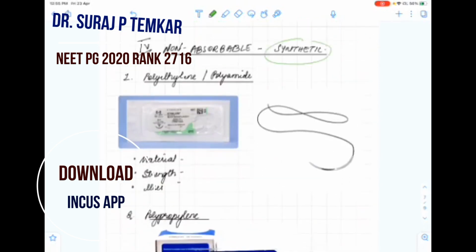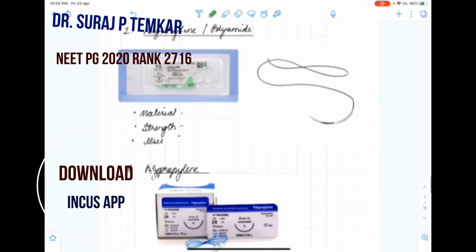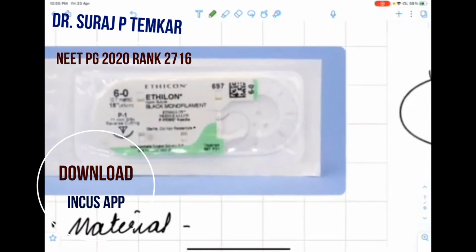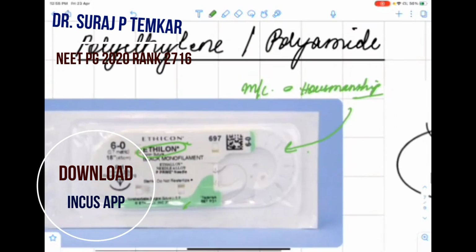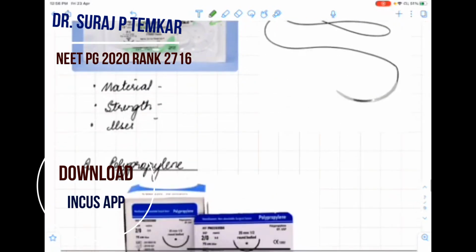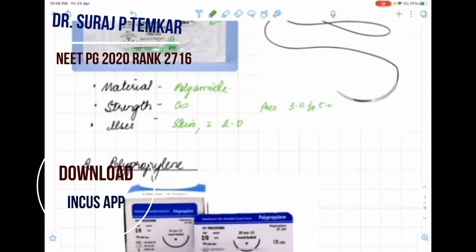Coming to synthetic non-absorbable suture materials, polyamide is green in color, most commonly used when you come to housemanship. It's more commonly known as ethilon, even though it's actually polyamide. Strength is infinite, and it is used for skin, most common size used is 2-0, whereas for face it can range from 3-0 to 5-0.